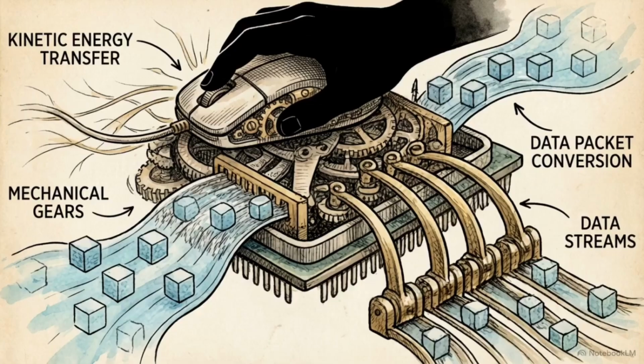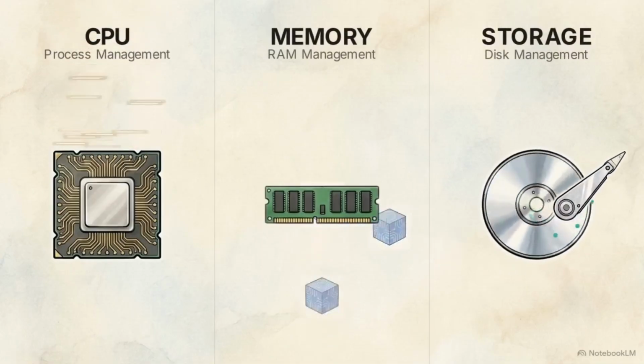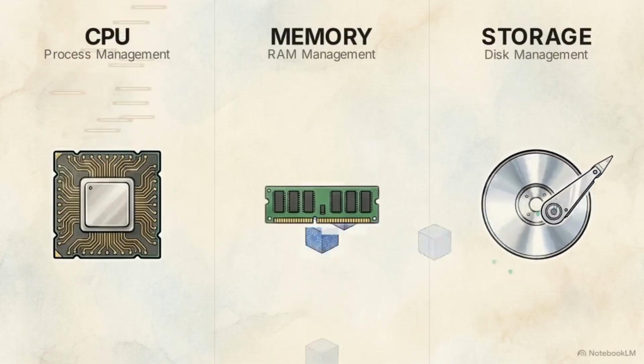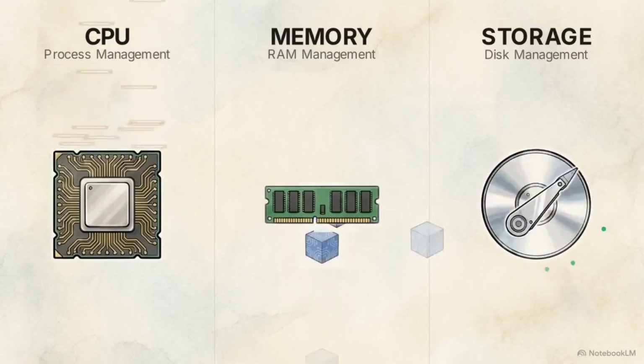While you move your mouse to open a single file, the operating system is quietly executing millions of these microscopic decisions. It balances CPU threads, swaps memory pages, and calculates physical disk trajectories every single second, completely invisibly.